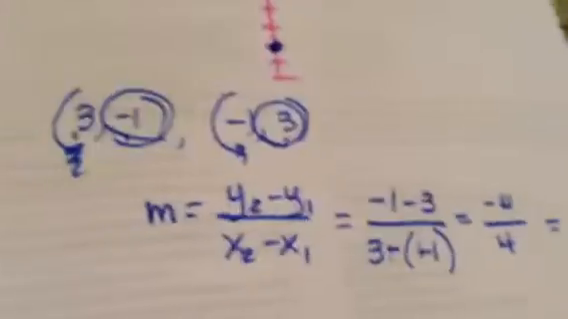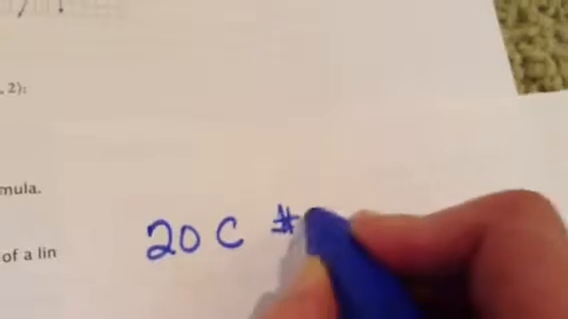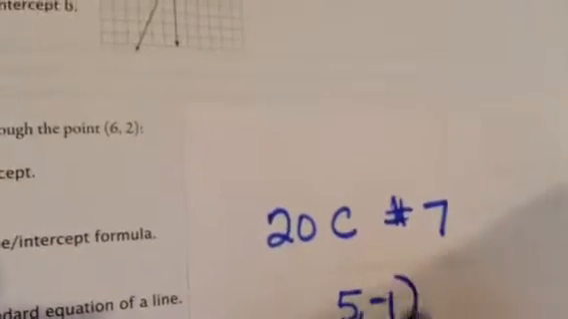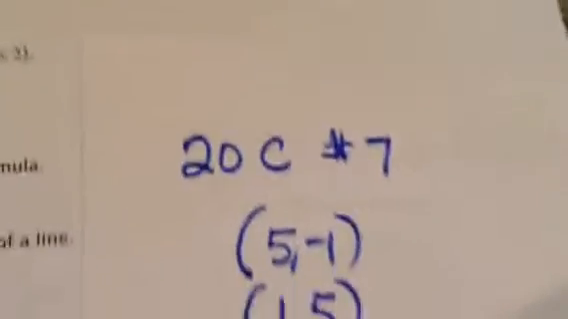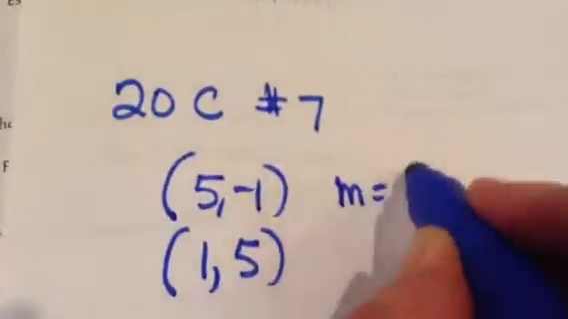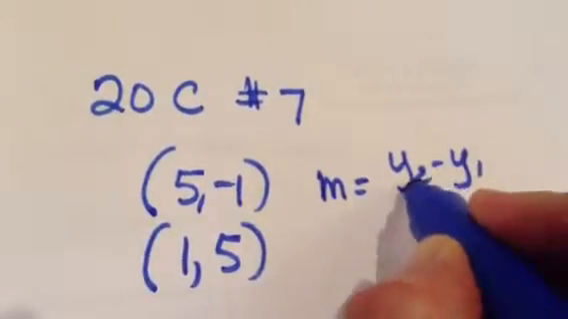All right. Let's see here. So let's do, this is actually from Algebra 2. This is from 20C, number 7. They give you these 2 points. Let me write them down real quick. They say find the slope and the intercept. Now you could graph this and kind of figure out the slope that way, but that's probably not a good habit. So what we're going to do is use this little formula that I just gave you.